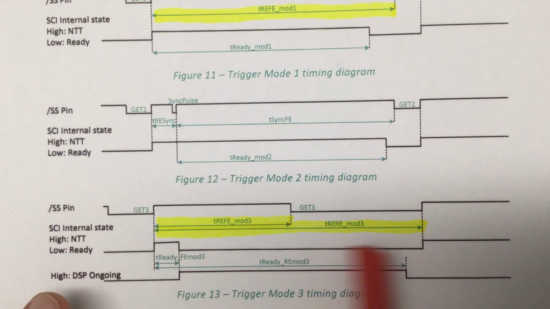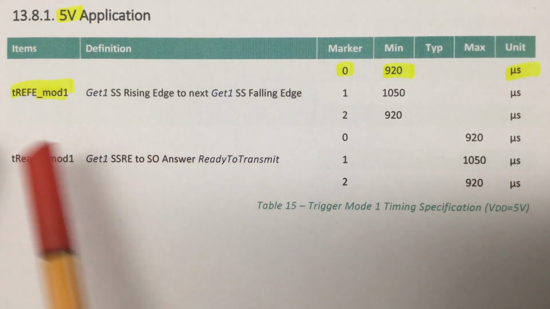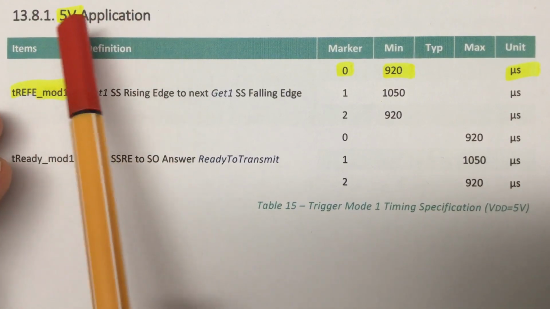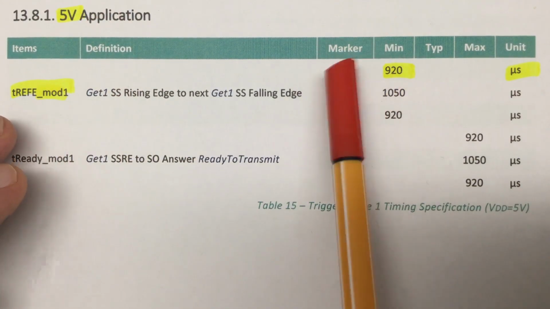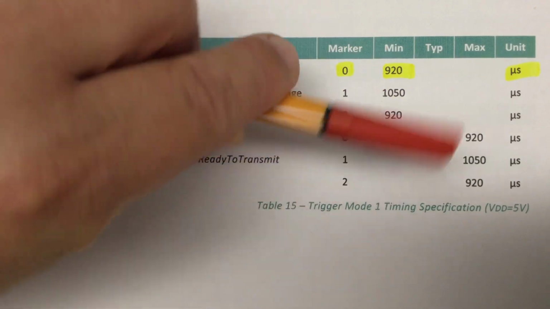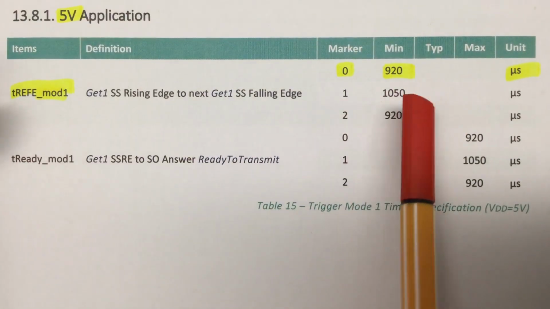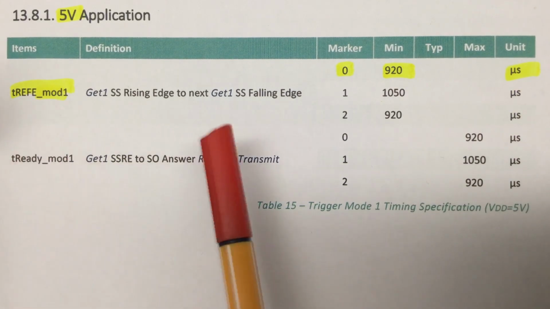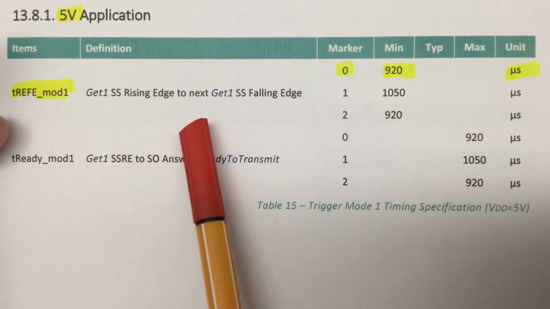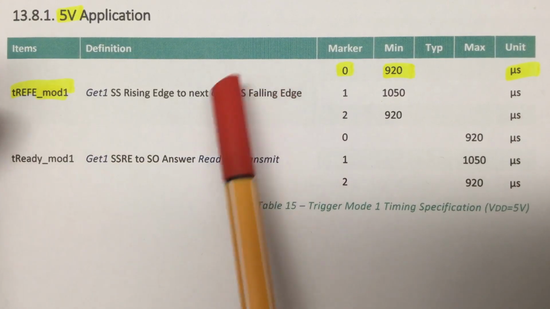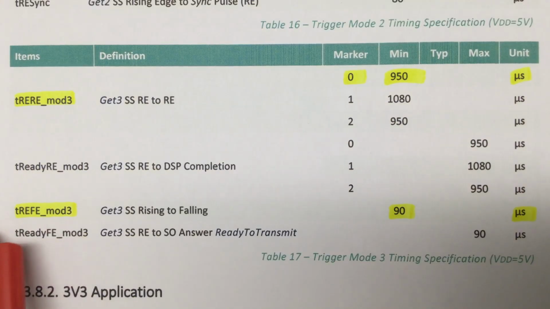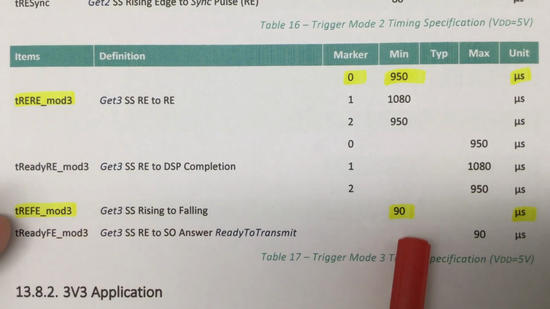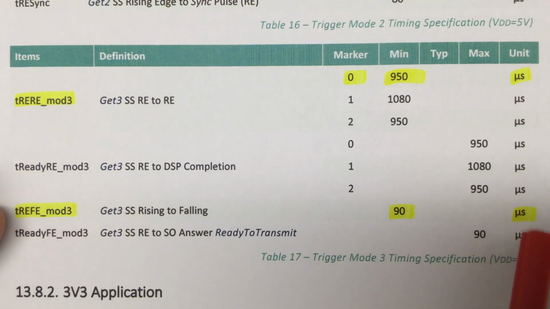Remember, the T_REFE_mod1 in, for example, a 5-volt application and the marker 0, so just measuring a rotation of the magnetic field, was 920 microseconds. By the way, REFE stands for rising edge to falling edge on the slave select line. The T_REFE_mod3 for the same scenario is only 90 microseconds.